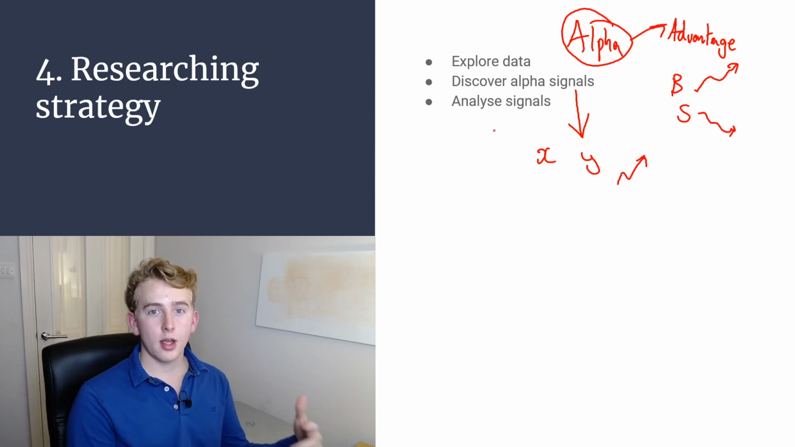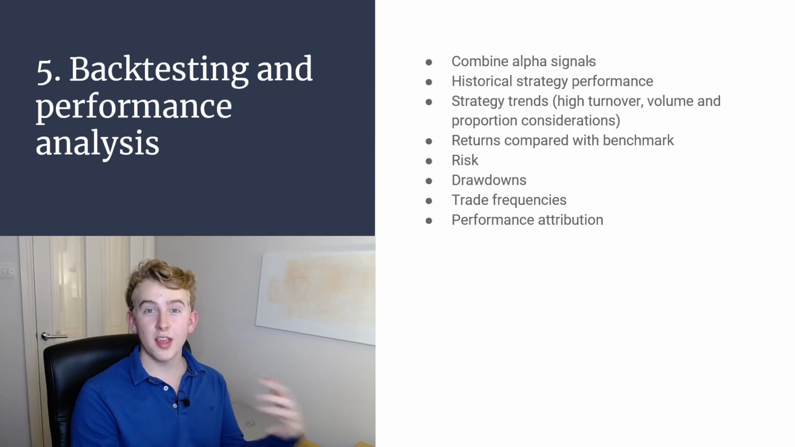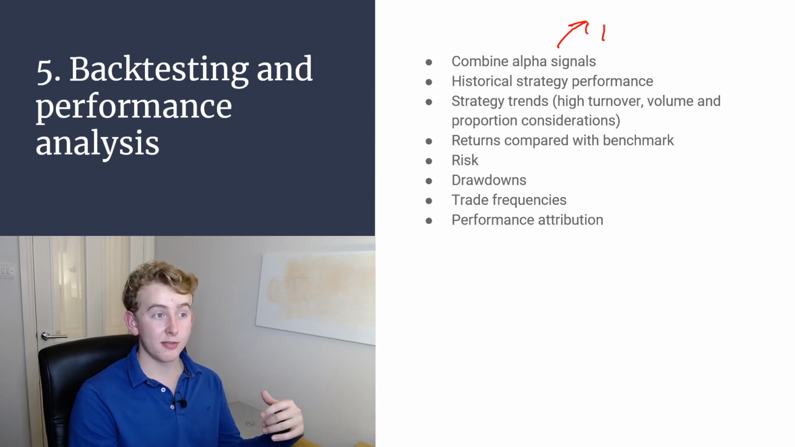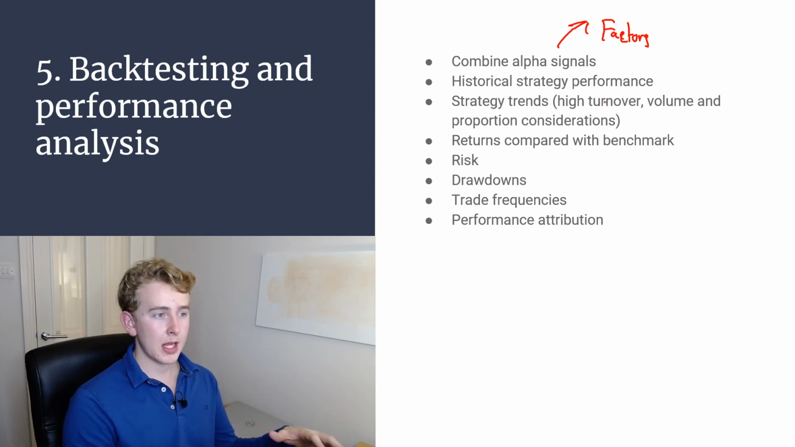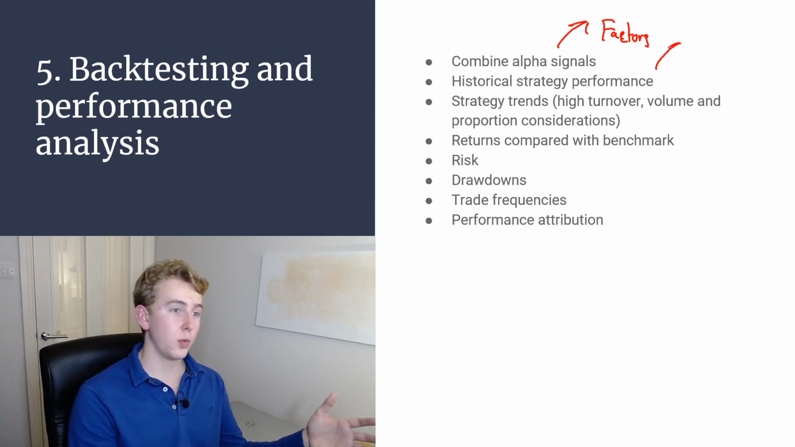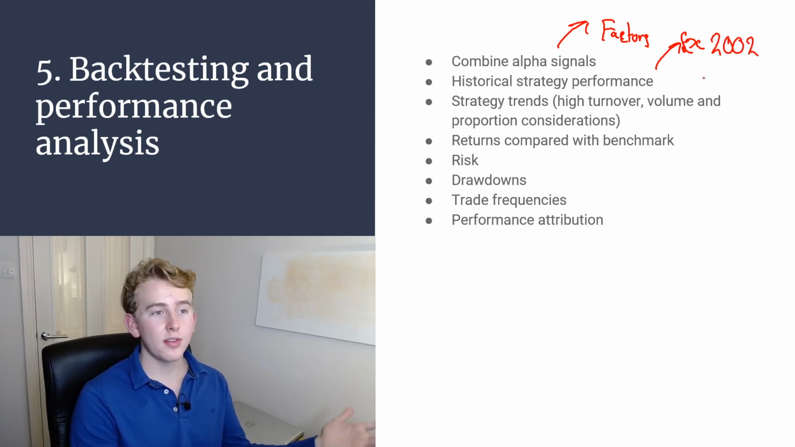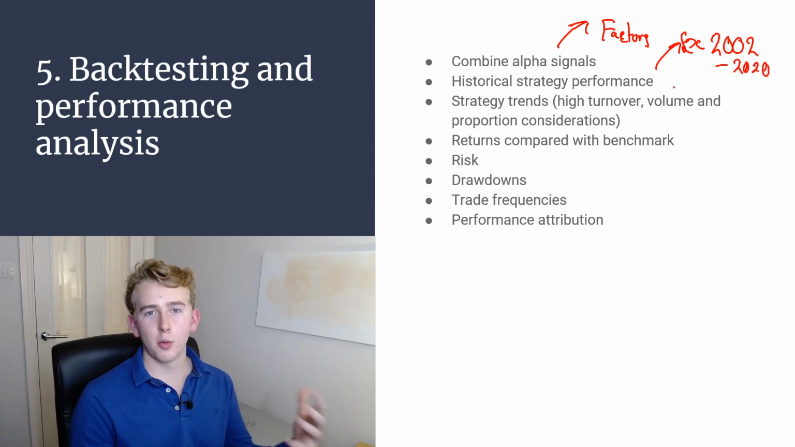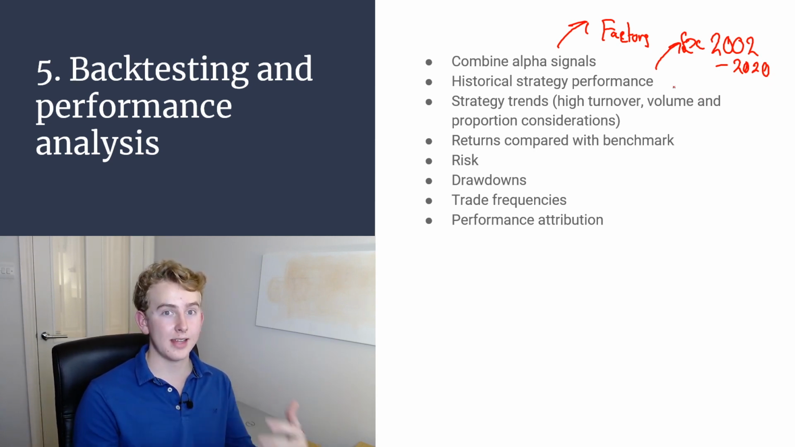And this leads nicely into backtesting and performance analysis. This is where we combine our alpha signals, our factors, which I will go into in a future episode, and we look at the historical strategy performance. So we look as if we invested X amount of pounds back in 2002, and we see how that performed up until today, 2020. And so what are we looking for? We're looking for good returns for the risk that we take.